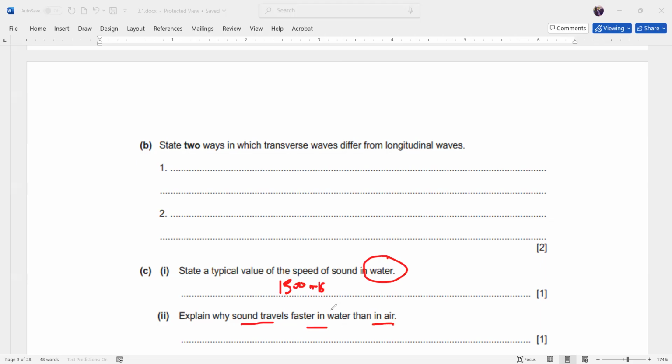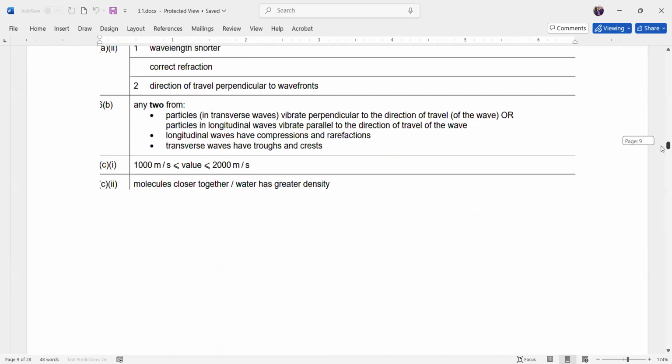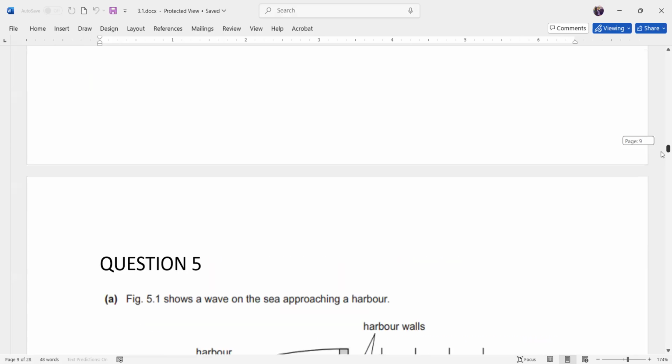Explain why sound travels faster in water than in air. Sound needs a medium, and it depends on the density of the medium, because water has high density, so the particles are closer. That's why it travels faster in water as compared to air. So these are 4 questions from this topic.